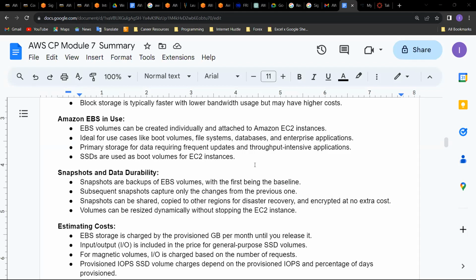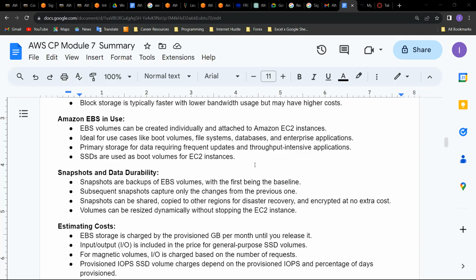The snapshot that you took the day before will have just the image file. And then the snapshot that you took on the second day will have the image file and the video. So they are just backups that you create. That's what we call snapshots. And subsequent snapshots capture only the changes from the previous one.